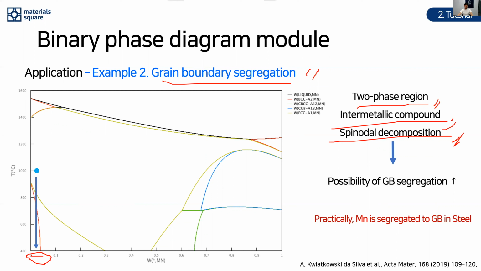In addition, in the iron manganese binary phase diagram, there are two-phase regions. So if the cooling is performed after annealing at the following point, the quantity of manganese in grain boundary can be larger than quantity of manganese in the BCC matrix phases. Maybe this part is grain boundary content. Maybe this part is in BCC matrix.